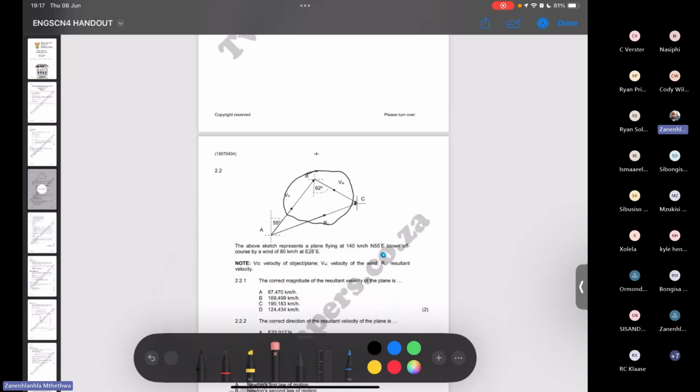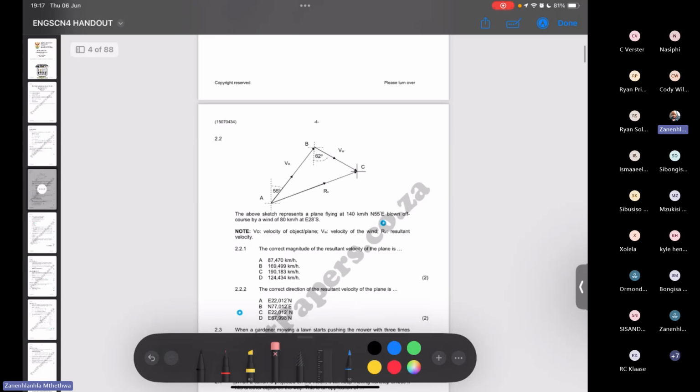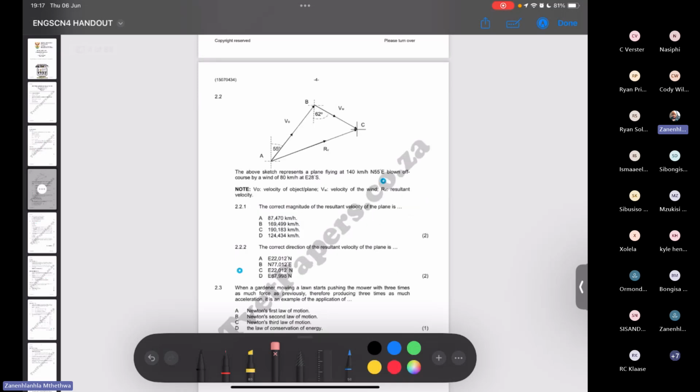So for such questions where you are either given the vector diagram or asked to draw the vector diagram, are we clear here? Because we don't know how the examiner is going to ask the question, the examiner can say using a vector diagram. That is why you need to be comfortable with both methods.